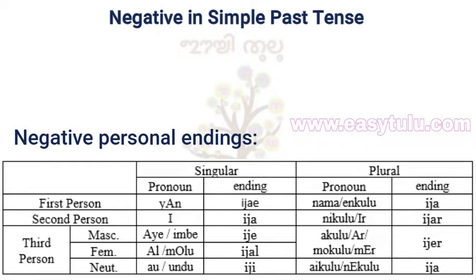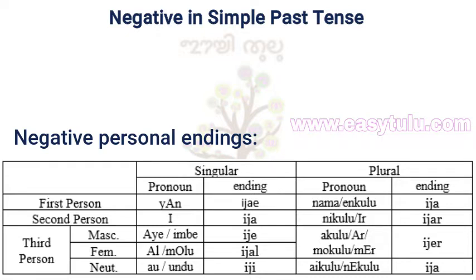First person plural, nama or enkulu. Personal ending is ija. Second person plural, nikulu or iru. Personal ending is ijer. Third person human plural, akulu, mokulu, aru or mir. Personal ending is ijer. Third person non-human plural, aikulu or neikulu. Personal ending is ija.